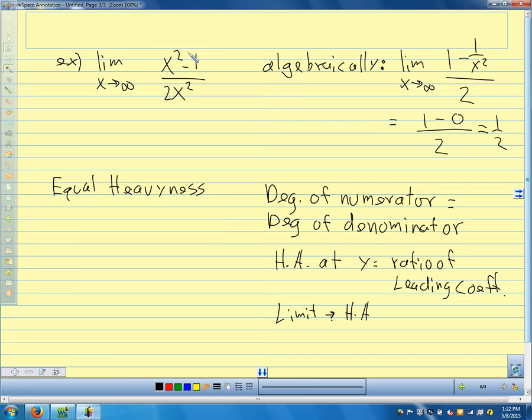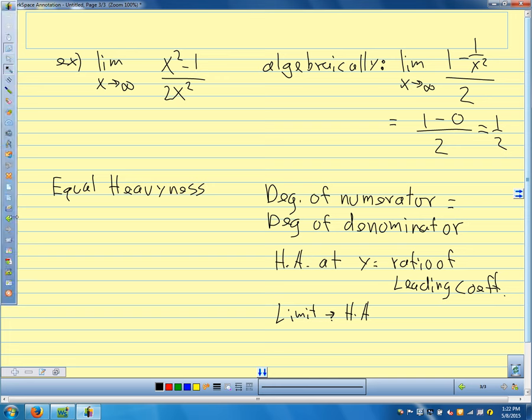So when we have equal heaviness, the degree of the numerator and denominator are the same. Our limit is the ratio of the leading coefficients, just like our horizontal asymptote rules. All right, questions there? Nice and easy ways to find our limit. The algebraic part is not difficult. We just divide everything by the highest power of x here.